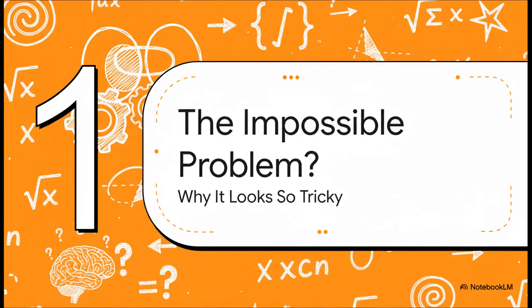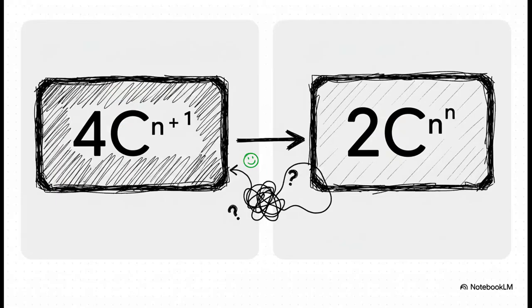So, let's break down why this looks so tricky. The real challenge, right, is figuring out what to do with these two terms when their exponents don't seem to match up in a way that's easy for factoring. I mean, look at the numbers. We've got a 4 and a 2. Finding a common factor there? Easy. It's 2. But it's the variables, that's c to the n plus 1 and c to the n. That's where it gets confusing. That's what makes finding the greatest common factor, the GCF, feel like a real headache.